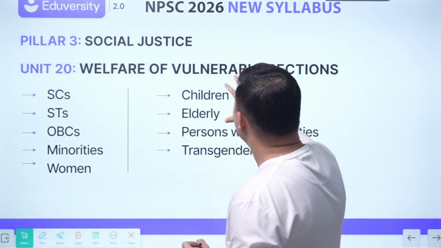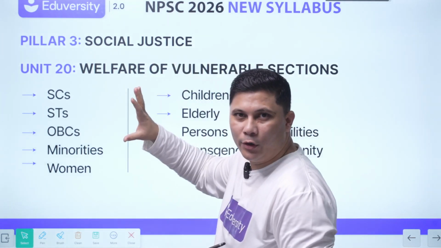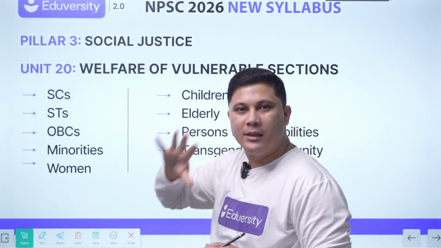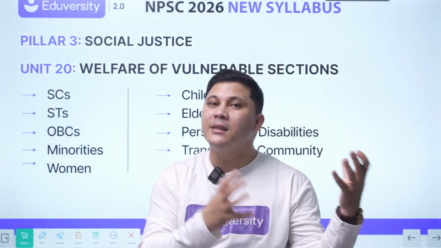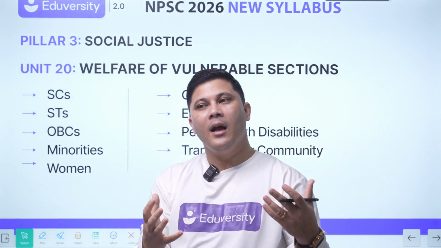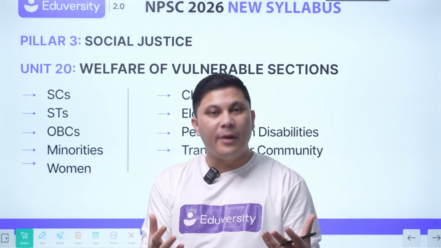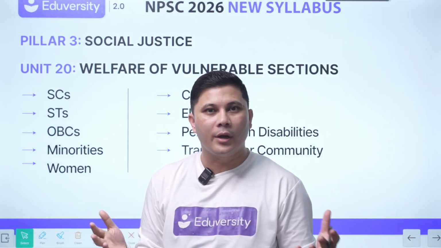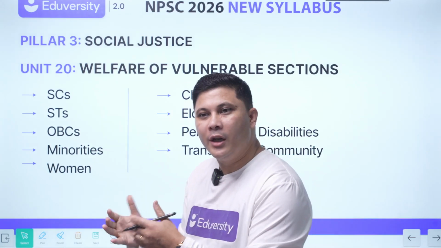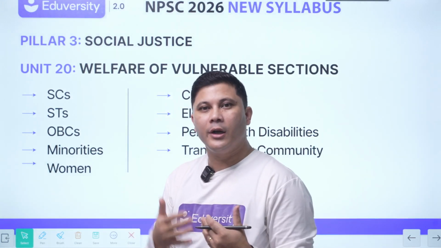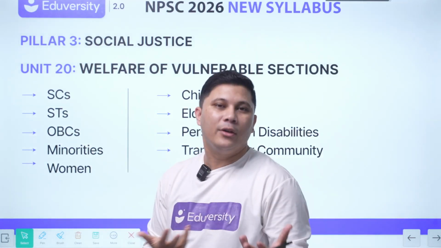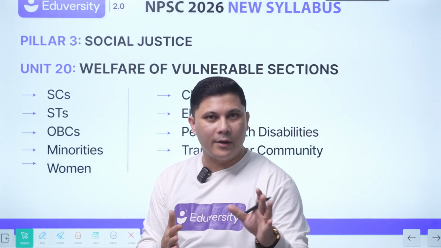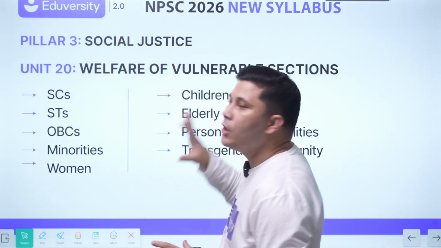All of these things we are going to study in the social justice section: what atrocities are being committed against the SC/STs, how the government is coming up with policies and interventions to prevent that, and how the constitutional bodies act as guardians to prevent atrocities committed against the SC/ST, minorities, and women. Are you guys getting it? So this is what social justice is.